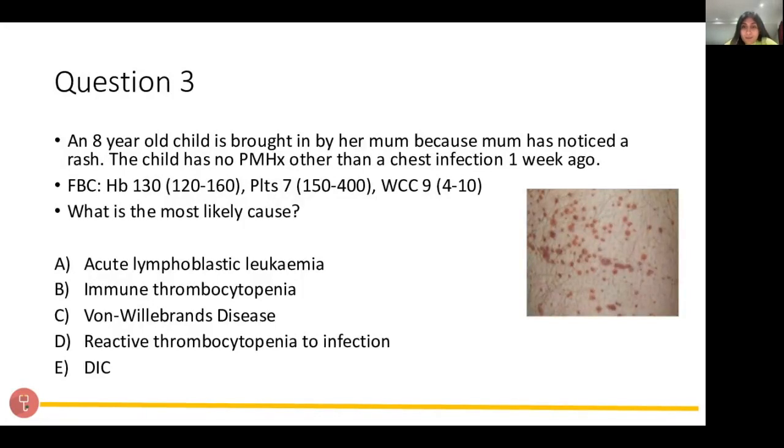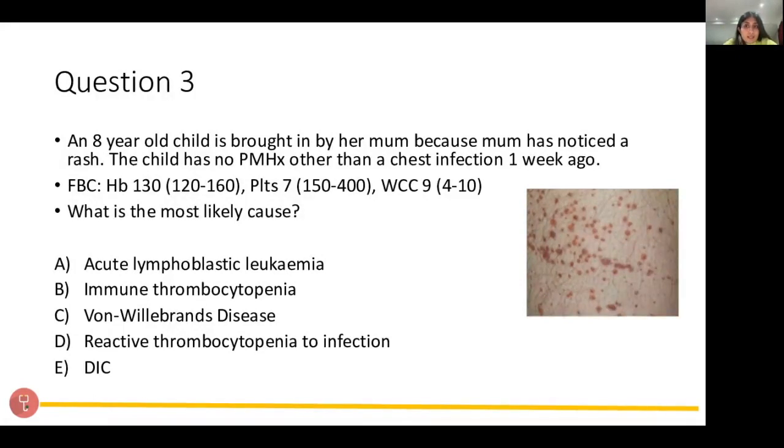So, quite an even split. The two most common answers that you guys have given so far are B and D, so immune thrombocytopenia and reactive thrombocytopenia to infection. You're absolutely right to narrow it down to those two differentials. And I'll talk about why one's correct and the other isn't. But the correct answer here is immune thrombocytopenia. So let's go through the answers.